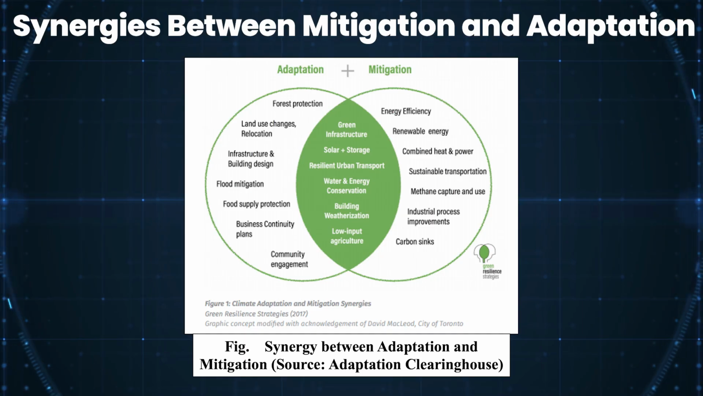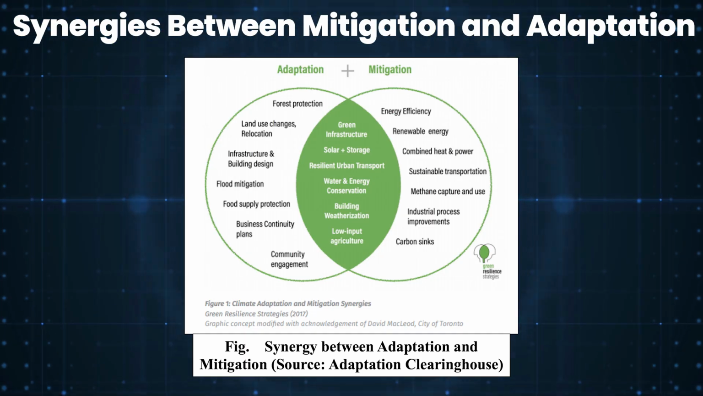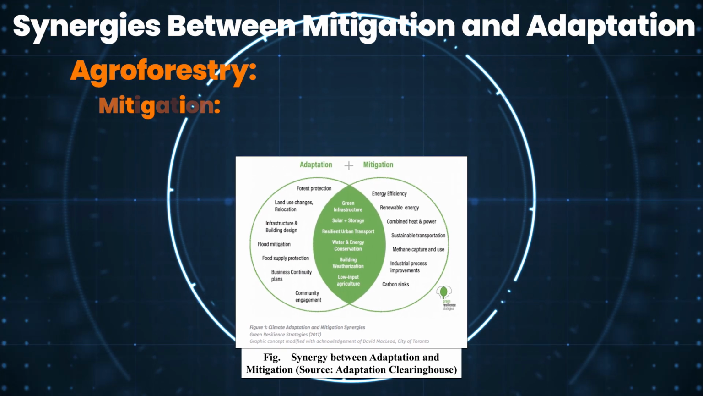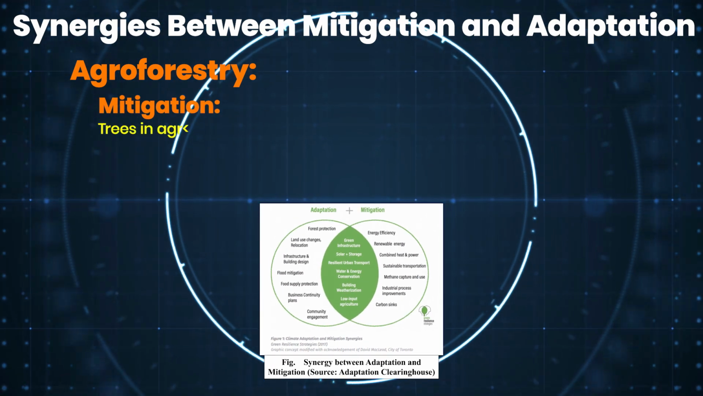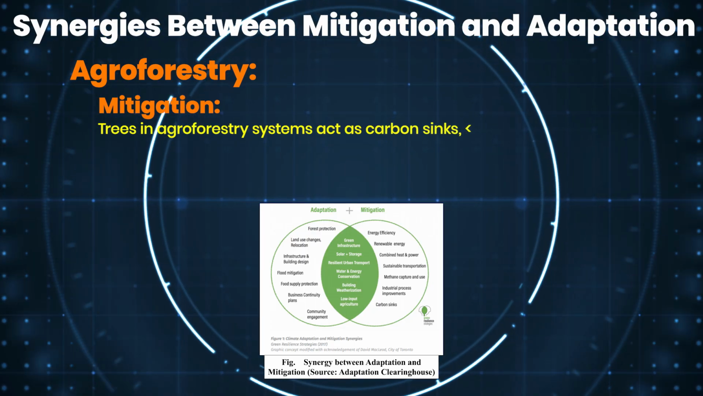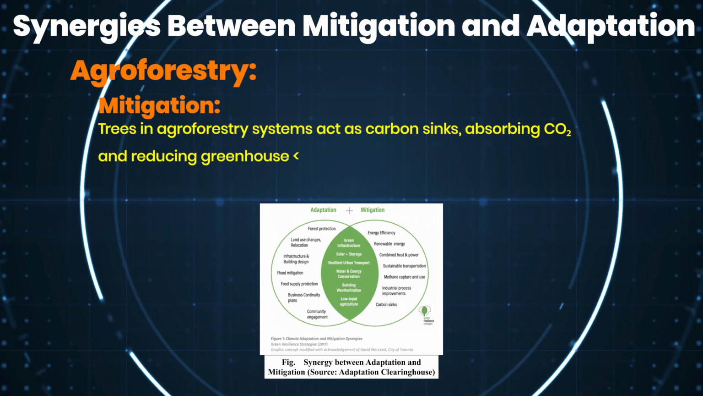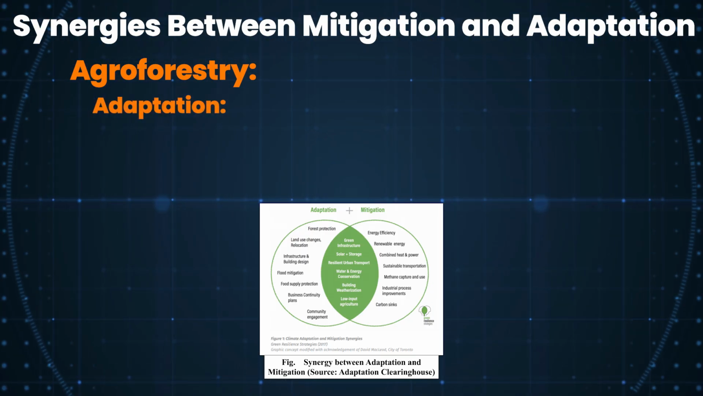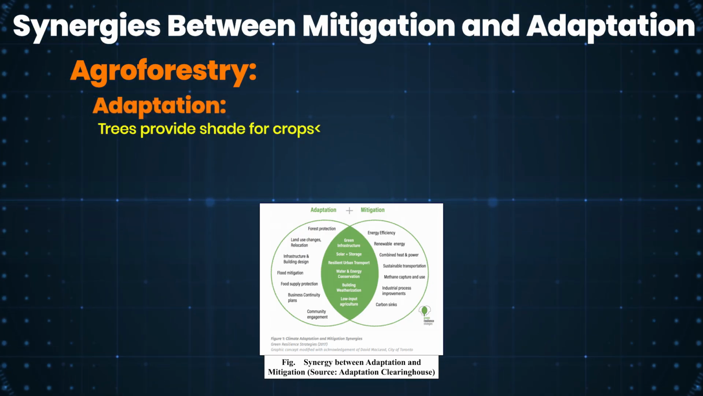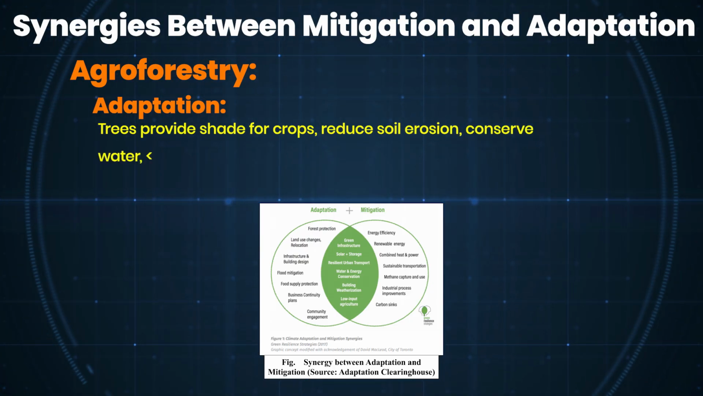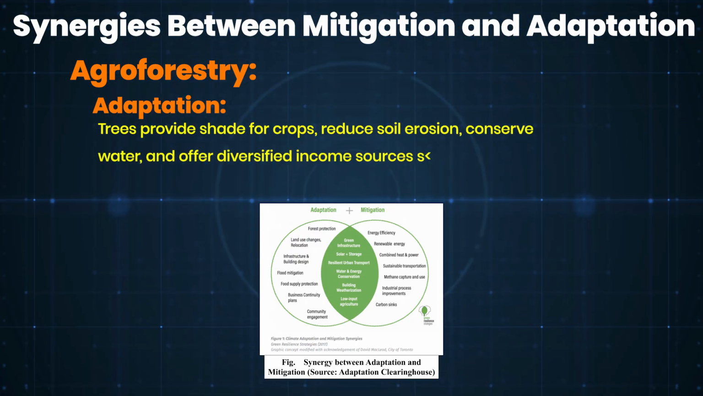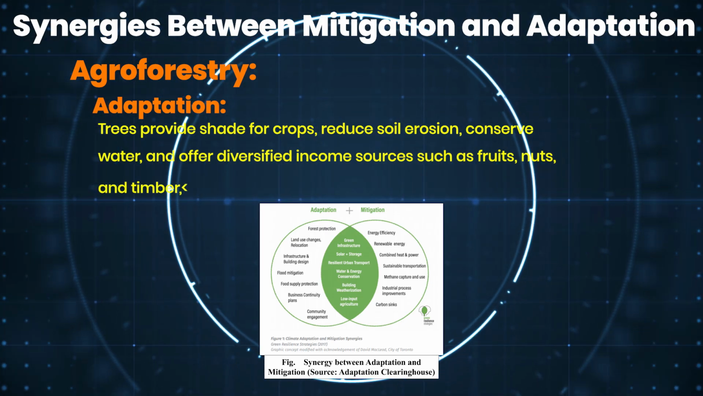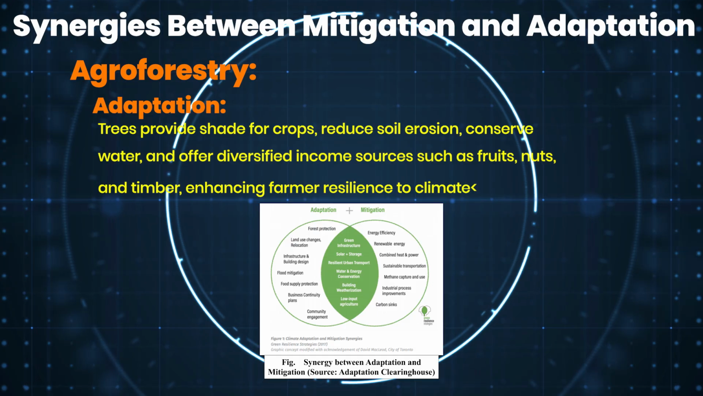Then how to develop a synergy between mitigation and adaptation. First effort is agroforestry. Through that we are creating mitigation. Trees in agroforestry systems act as a carbon sink, absorbing CO2 and reducing greenhouse gases. How does the same agroforestry act as adaptation? Trees provide shade for crops, reduce soil erosion, conserve water and offer diversified income sources such as fruits, nuts and timber, enhancing the farmer's resilience to climate vulnerability.